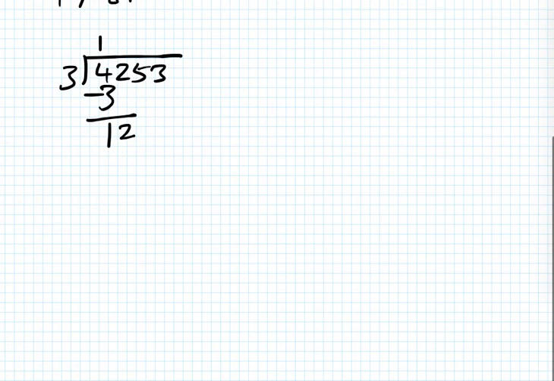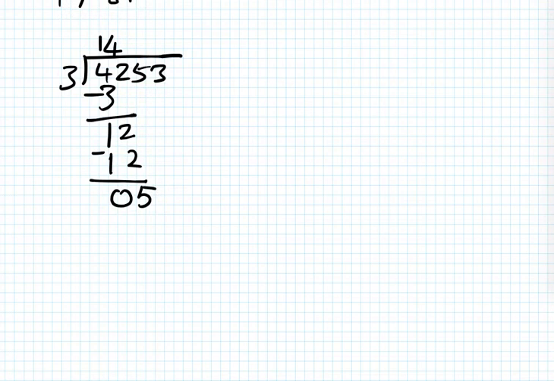Now you've got to ask yourself, what in your 3 times table is closest to the number 12? 1 times 3 is 3, 2 times 3 is 6, 3 times 3 is 9, 4 times 3 is 12. So you can write 4 times 3 equals 12. Now we can subtract it: 12 minus 12 is 0. This number is again less than 3, so we've got to drop down the next number, which is 5. And 5 is greater than 3, so we can use it.